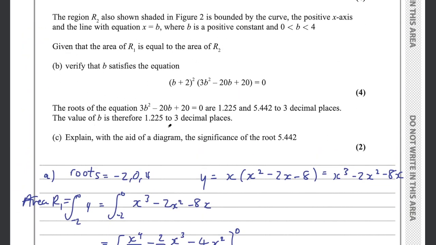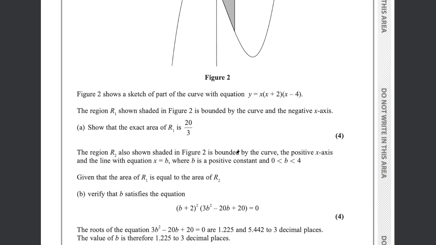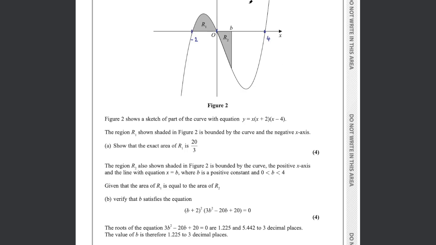Part C says the roots of the equation 3b² − 20b + 20 = 0 are 1.225 and 5.442 to 3 decimal places. The value of b is therefore 1.225 to 3 decimal places. Explain with the aid of the diagram the significance of the root 5.442. Looking at the diagram, they said b is equal to 1.225, and that's because it's a root of this quadratic here. Now, what's the significance of 5.442? That's a root of this equation as well.